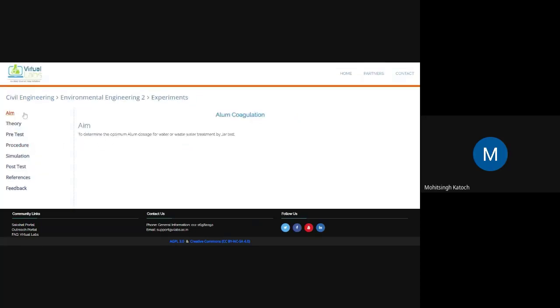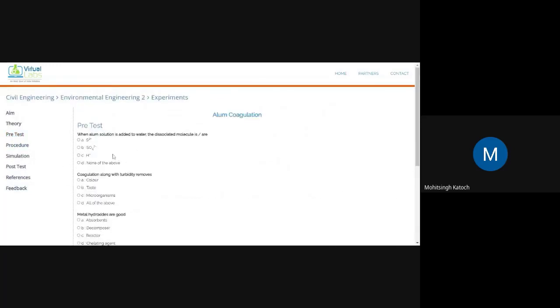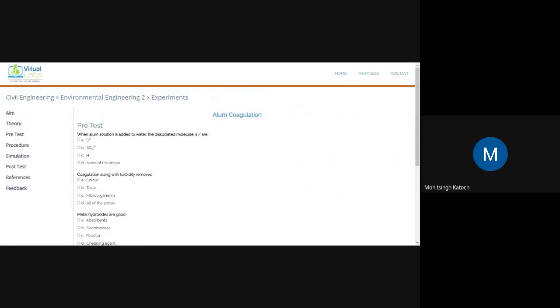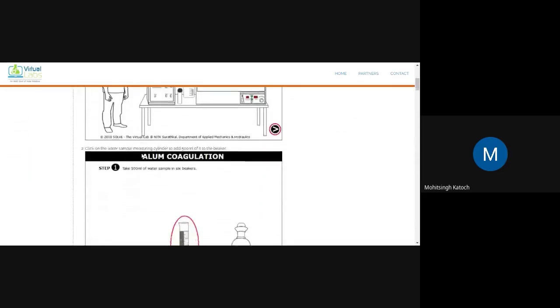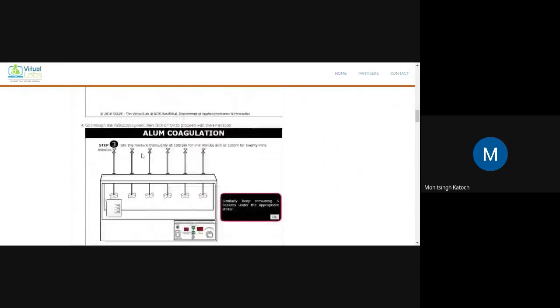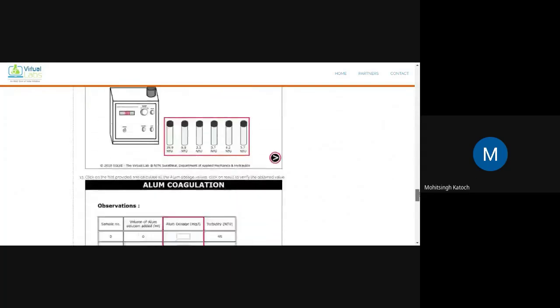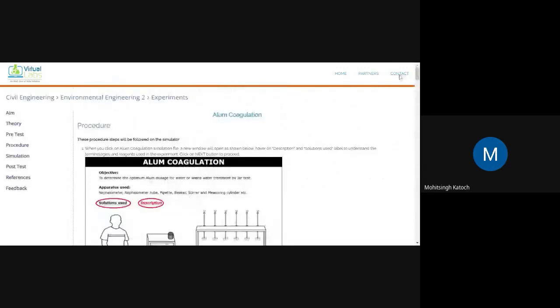So on the left side, you can see aim of this experiment is given. Then some theory related to this topic is given. Then there is pre-test questionnaire, which we can solve to test how much knowledge we have before the starting of this topic. Then there is the procedure, how step by step this experiment is performed. This procedure is given, step 1, step 2, step 3, and so on until the last inference calculation is achieved. So this is the procedure.